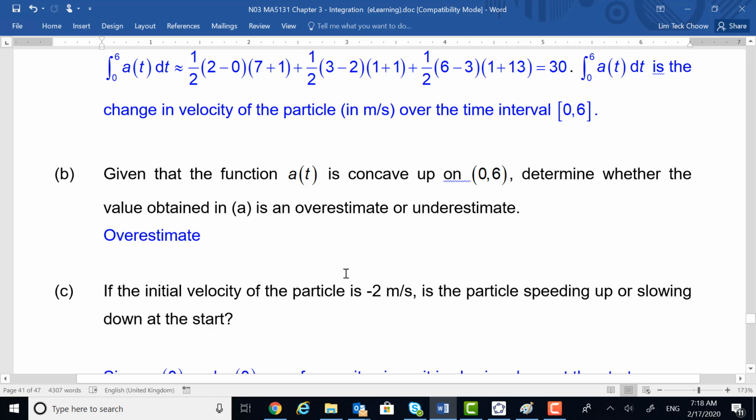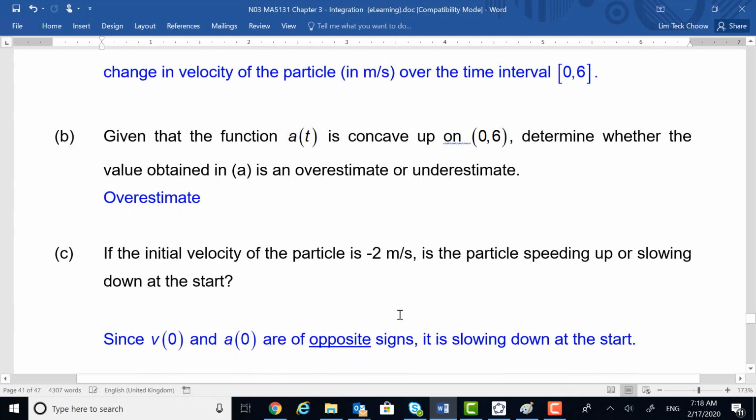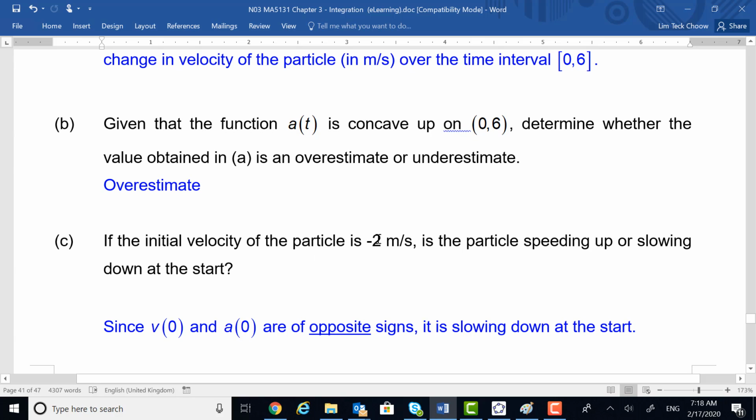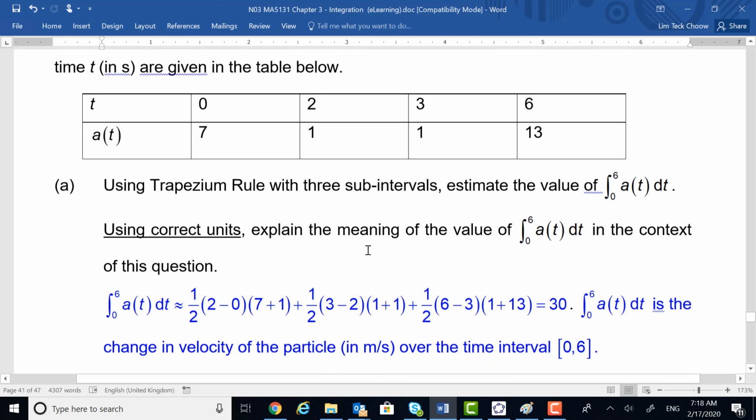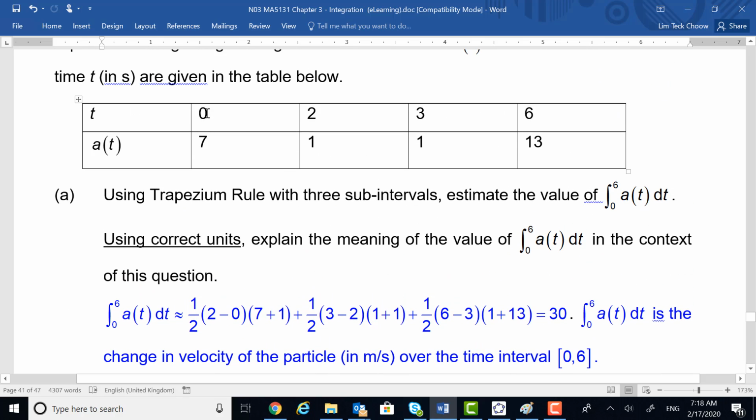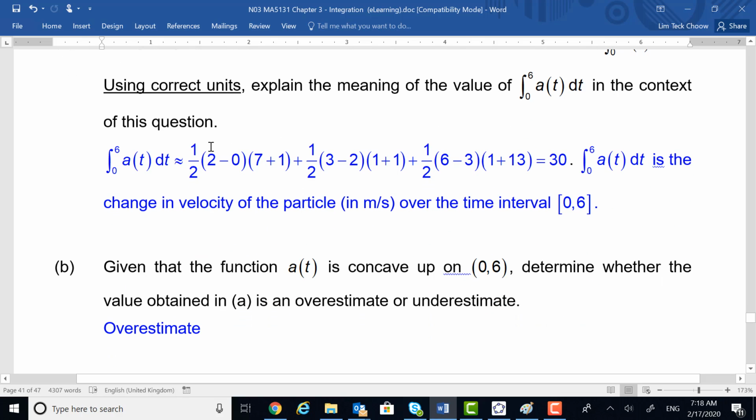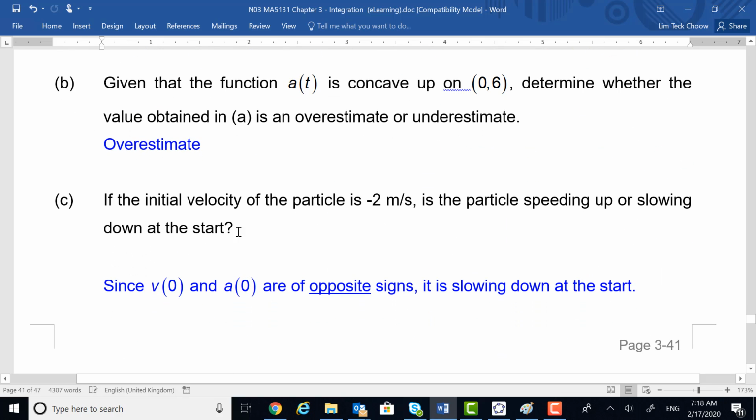So if the initial velocity is minus 2, you don't know whether it's speeding up or slowing down. To know whether it's speeding up or slowing down, you have to compare the velocity value and the acceleration value. We are told that velocity is minus 2 at t equals 0. Let's write the acceleration. When t is 0, acceleration is 7. So when the velocity value is negative and the acceleration value is positive, they have opposite sign. When the velocity and acceleration have opposite sign, we say that the particle is slowing down.